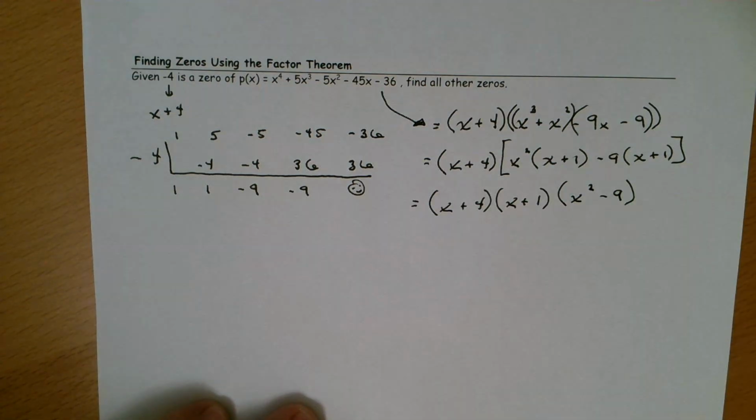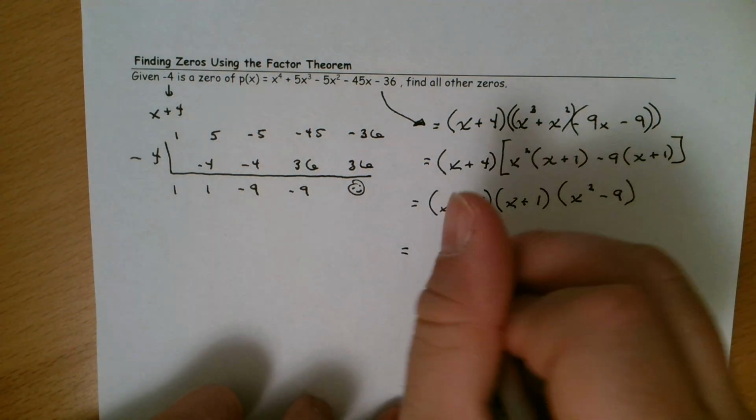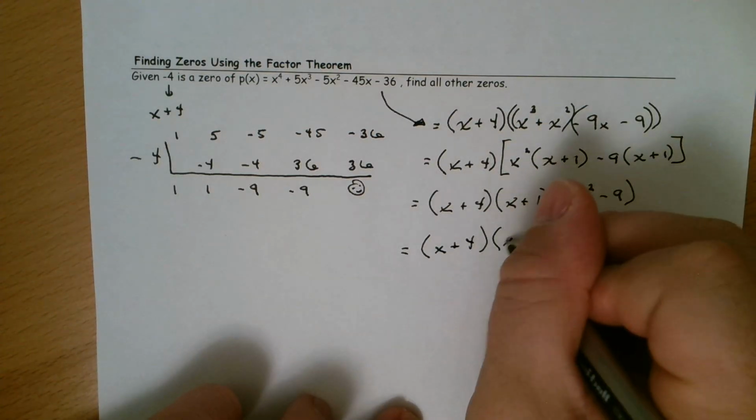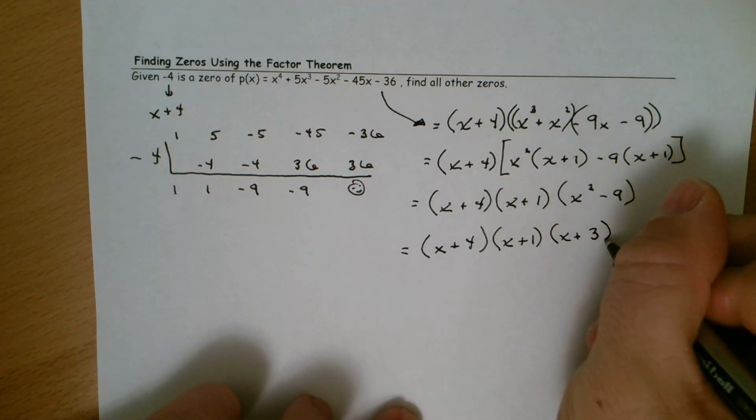I bet right now you're getting really shaky pencils because you recognize that x squared minus 9 is the difference of squares, and can be factored into binomial conjugates.